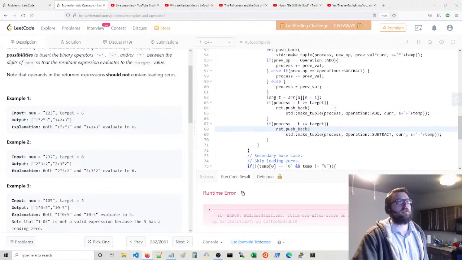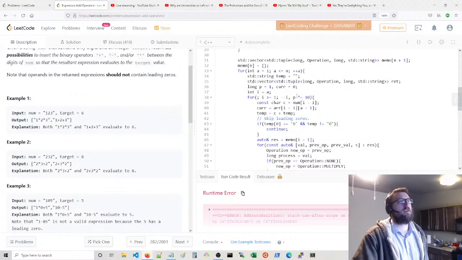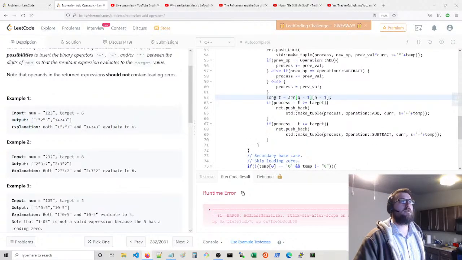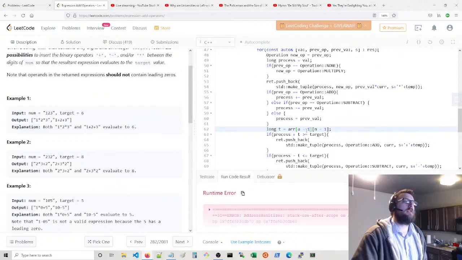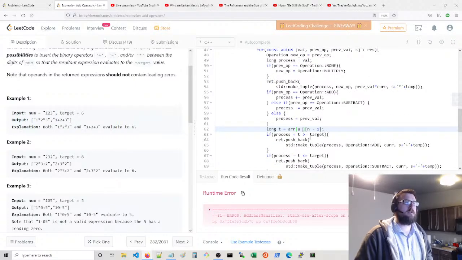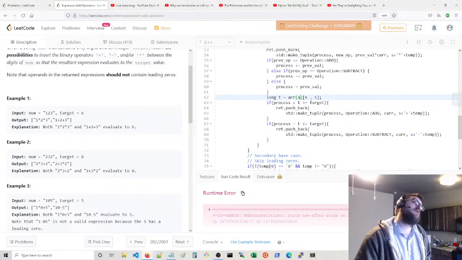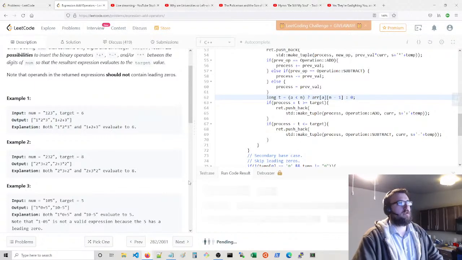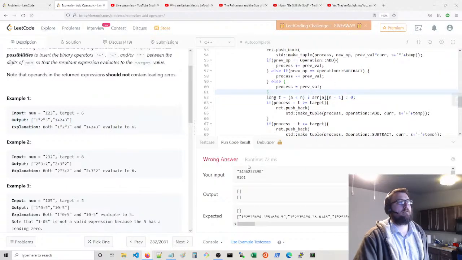Runtime error. Okay. Wow. Oh, I see. It's supposed to be a-1. Well, actually, it's supposed to be a+1. So I guess t is just 0. Let's just throw that in there: a is less than n, and otherwise we'll just take 0. Something like that. Wrong. Shoot.